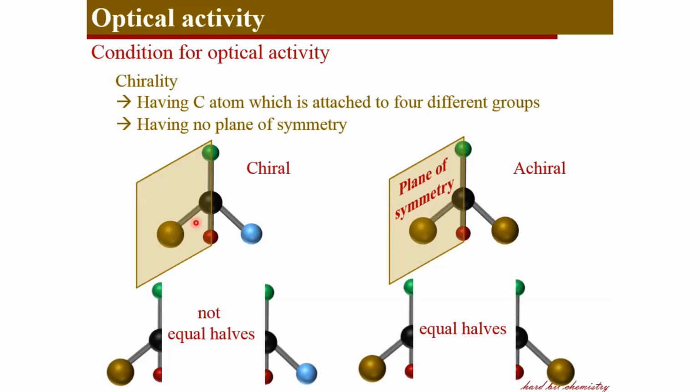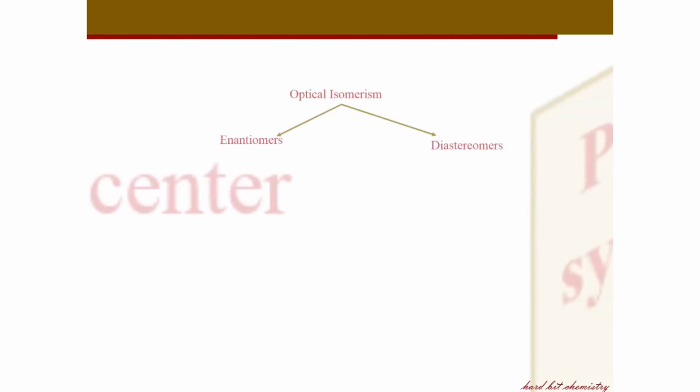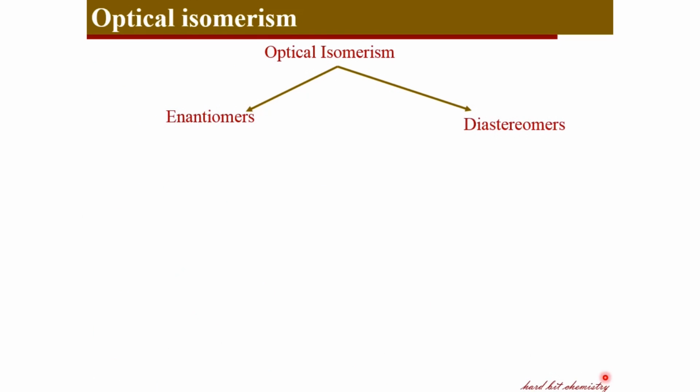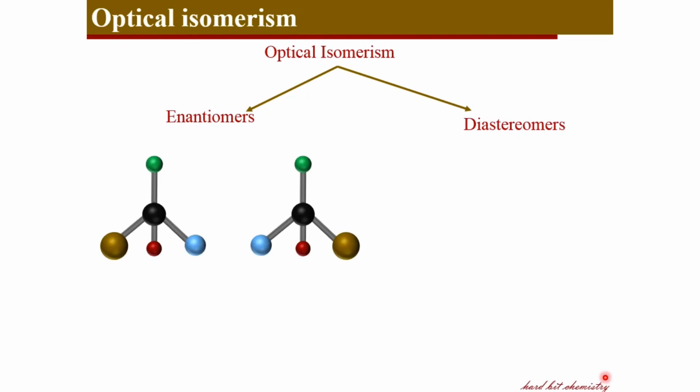And that carbon which is attached to the four different groups in the chiral molecule is called chiral center or chiral carbon. So for a molecule to be optically active, the most important condition is that it should possess a chiral carbon, at least one chiral carbon. And there are two types of optical isomers, enantiomers and diastereomers. Let's see those two cases.